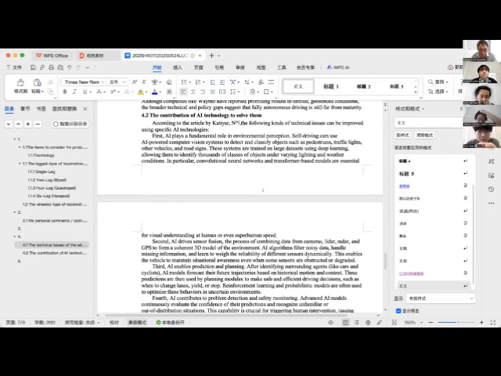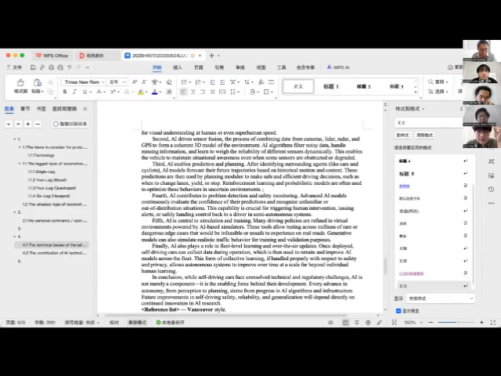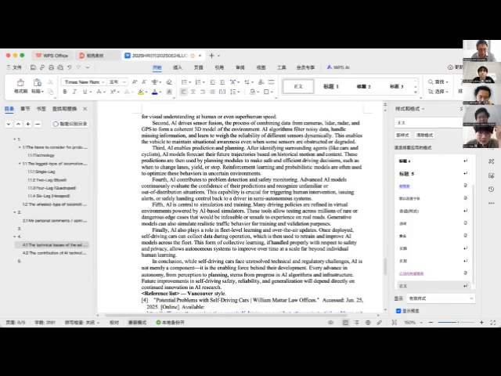The first is that AI plays a fundamental role in environmental perception, using computer vision systems to detect and classify objects. The second is that AI drives sensor fusion, the process of combining data from cameras, LiDAR, radar, and GPS to form a coherent 3D model of the environment. And thirdly, AI enables prediction and planning.